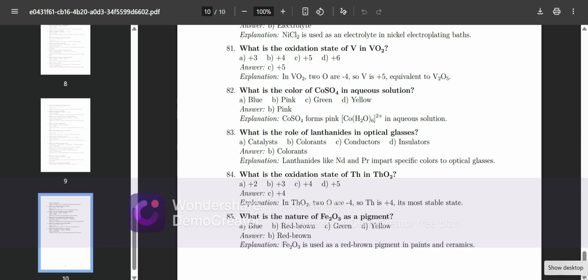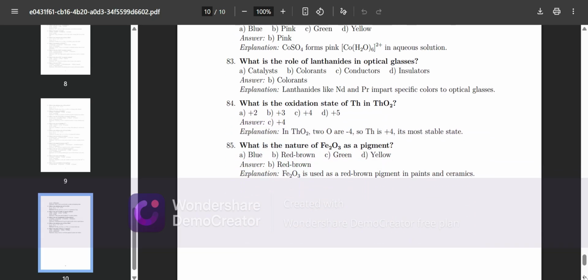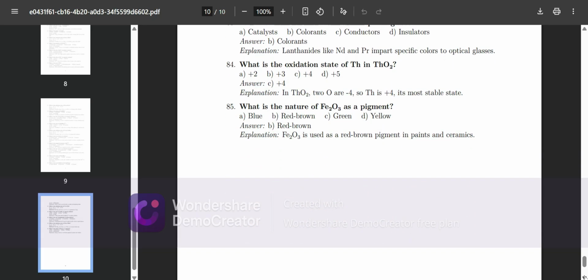What is the oxidation state of thorium in ThO2? In thorium oxide, 2 oxygens are minus 4, so thorium is plus 4. It's most stable. What is the nature of Fe2O3 as a pigment? Red brown. Fe2O3 is used as a red brown pigment in paint and ceramics.